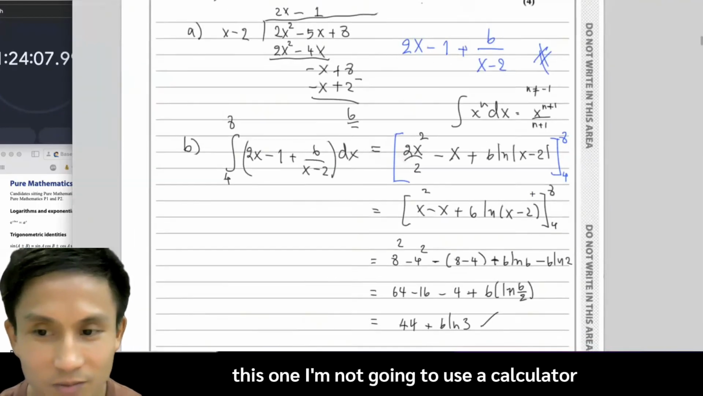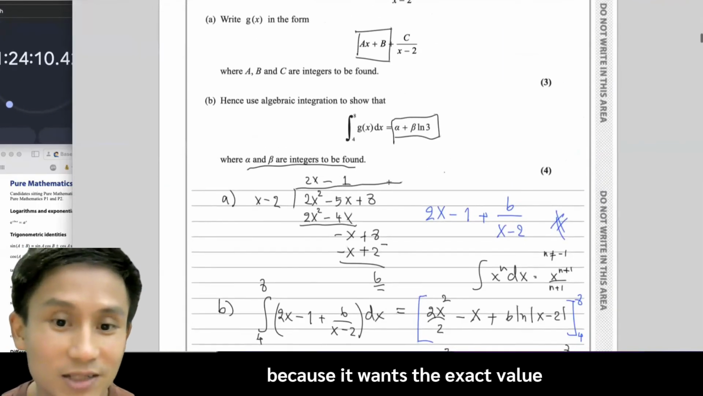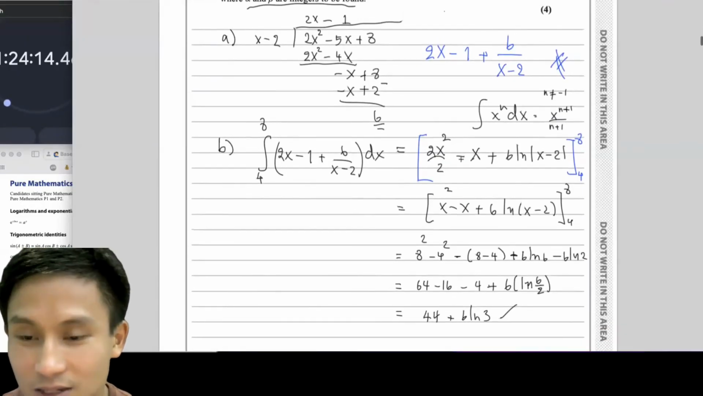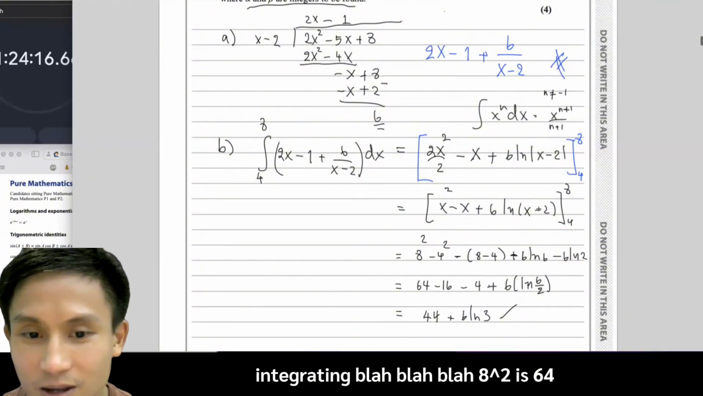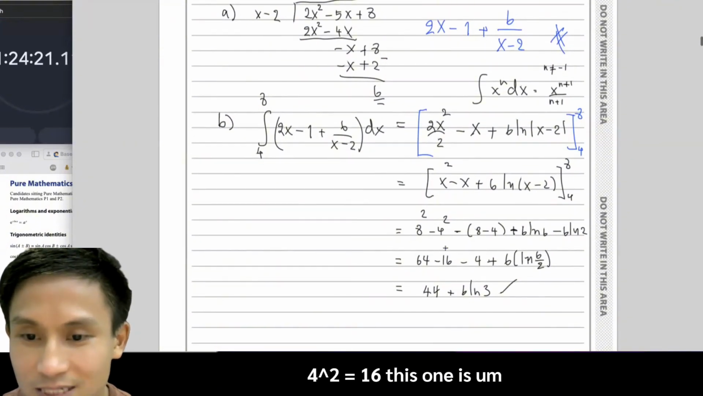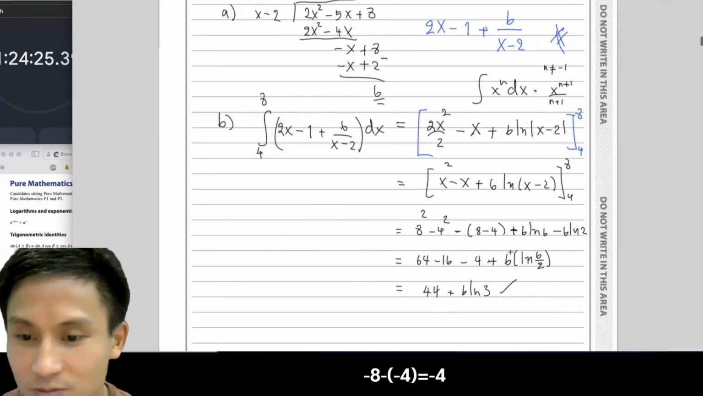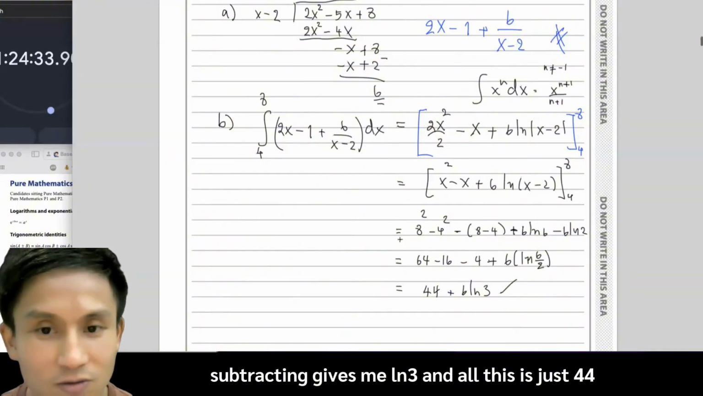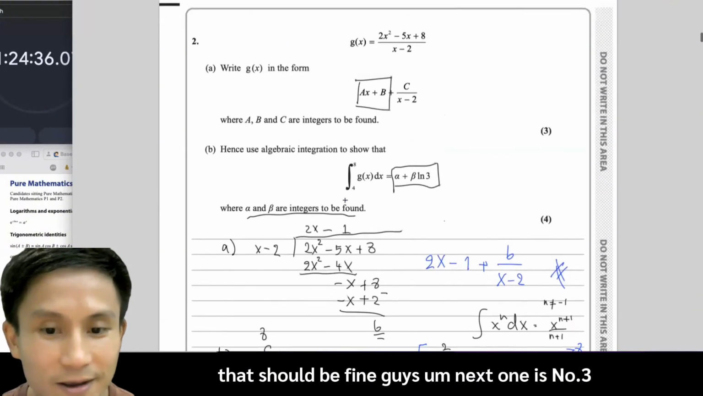This one, I'm not going to use a calculator because it wants the exact value, so we should rely on our brains. Integrating... 8 to the 2 is 64, 4 to the 2 is 16. This one is minus 8 minus 4 is minus 4. 8 subs here is ln 6, 4 sub here is ln 2. Subtracting gives me ln 3, and all this is just 44. That should be fine, guys.